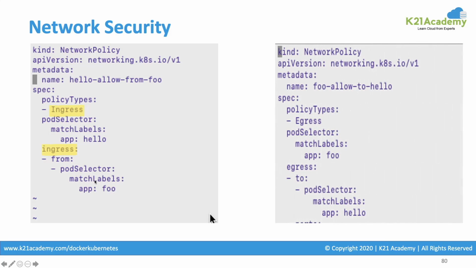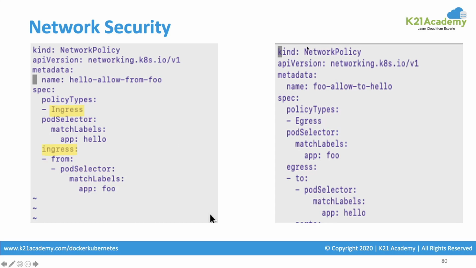In a similar way, we can define the outgoing traffic, the packet which is originating, where I can say whom I can send packets to. So here, for foo to send packets to app hello: by default it can send packets to anyone unless and until a network policy is created. But if I have created a network policy, because hello is expecting packets from foo, I should allow the outgoing packets from the foo type of applications, right?